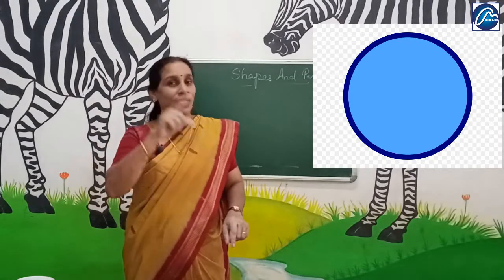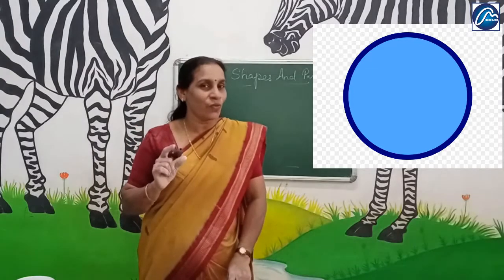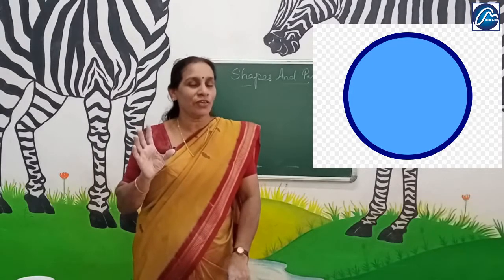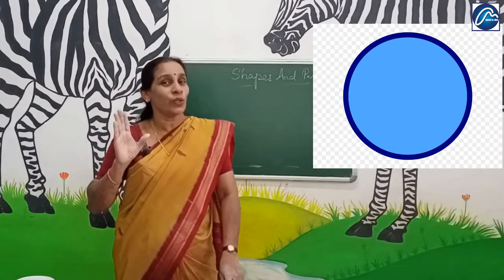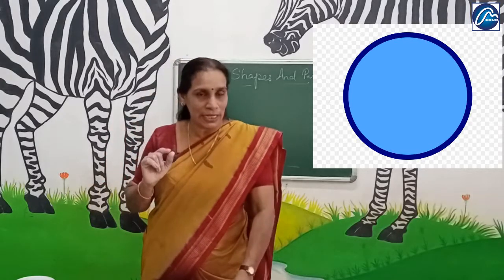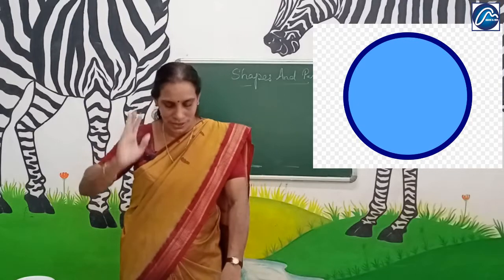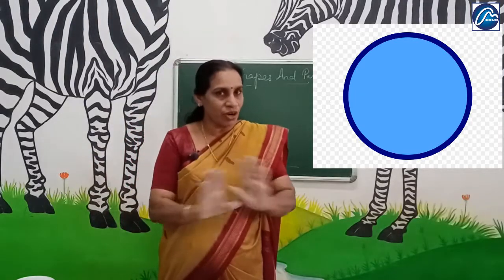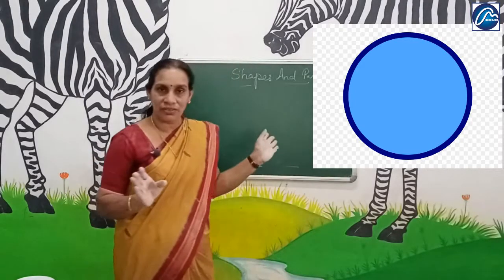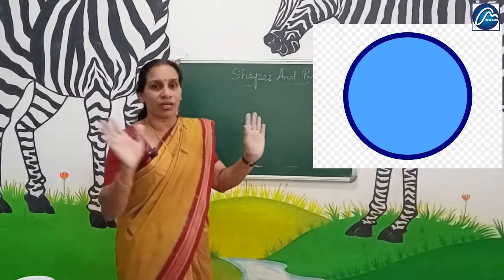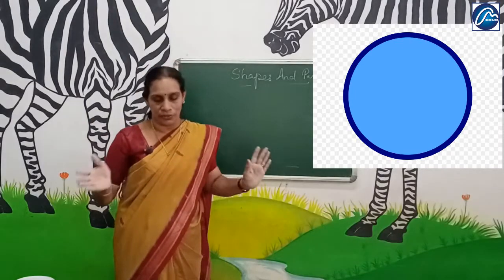Round, and wheels of the bus. Round and round. Wheels of the bus go round and round. What does it mean? Wheels of the bus are round. That is a circle. It does not have any side, okay? Or corner. Corner will have a side.